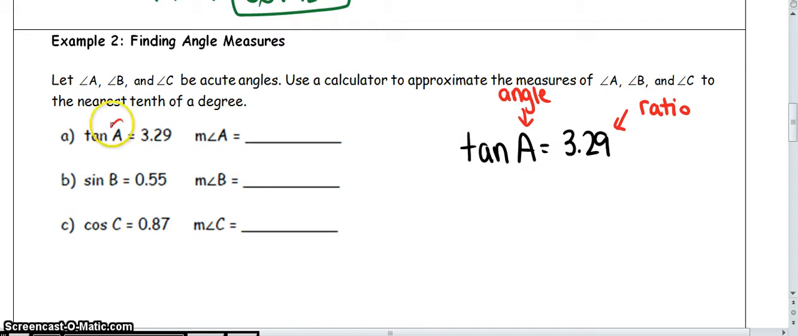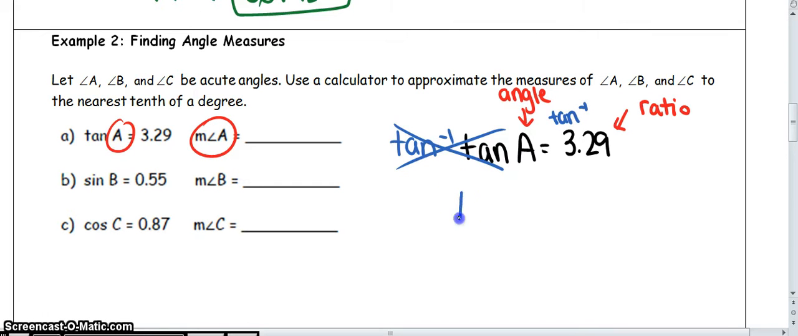Okay, so if I want to solve for A, that's what it's asking you to do here, I know that inverse trig ratios solve for angles. Or the other way you can think about it is I have to undo this tangent. And how do I undo tangent? Well, the inverse of tangent is called inverse tangent. So if I want to undo tangent, I'm going to apply inverse tangent to both sides, because tangent and inverse tangent undo each other. Whatever you do to one side, you have to do to the other. So you'll get A equals the inverse tangent of 3.29.